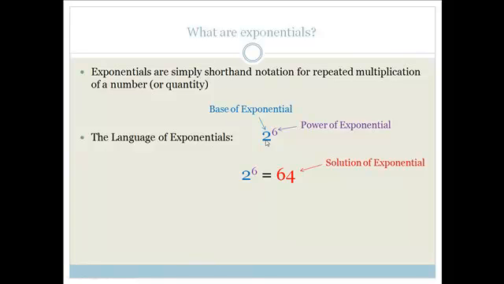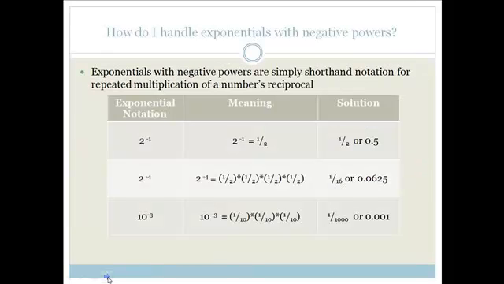So we have the base of the exponential, the number that's being multiplied together, the power of the exponential, the number of times you multiply the base together, and the solution of the exponential, which is the result when you actually do the multiplication. It's the result of the mathematics. Base, power, and solution. Important to keep in mind.